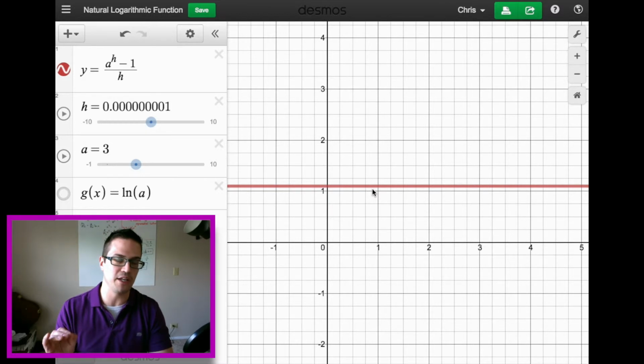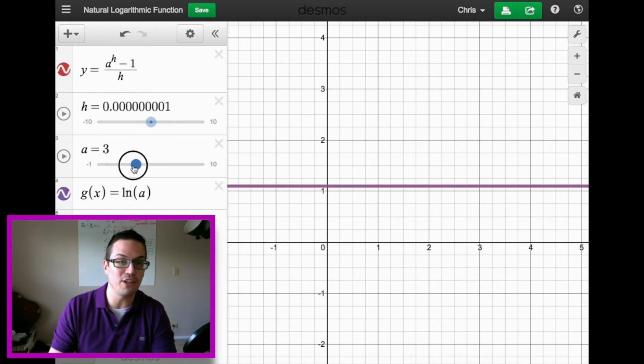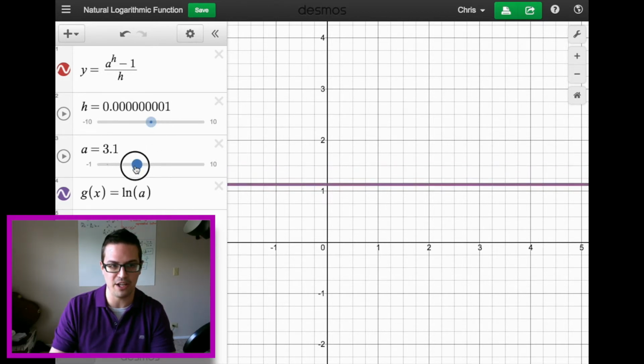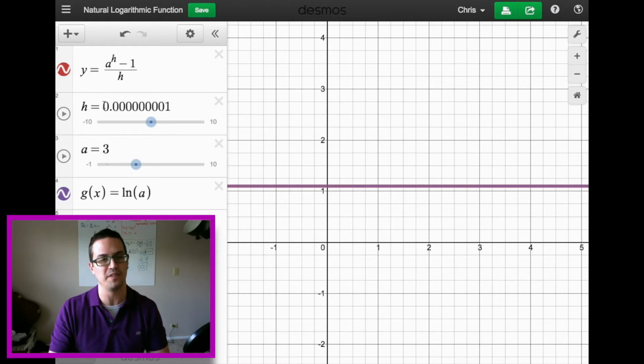Now the main thing that I want you to see is that we're trying to prove that the limit of this function as h gets closer to 0 is equal to ln of whatever that base a is. So I'm going to turn on this g of x right here. It's going to be a purple function, and if you notice, it lines up directly on top of that red. So if I turn off the red and turn it back on, you can see it lines up directly on top of it. If I change the value of a, they also move together each time. As I change the value of a, it doesn't matter, the functions still stay equal. So this basically proves that the natural log of a is equal to this limit of a to the h minus 1 over h as h gets closer to 0.